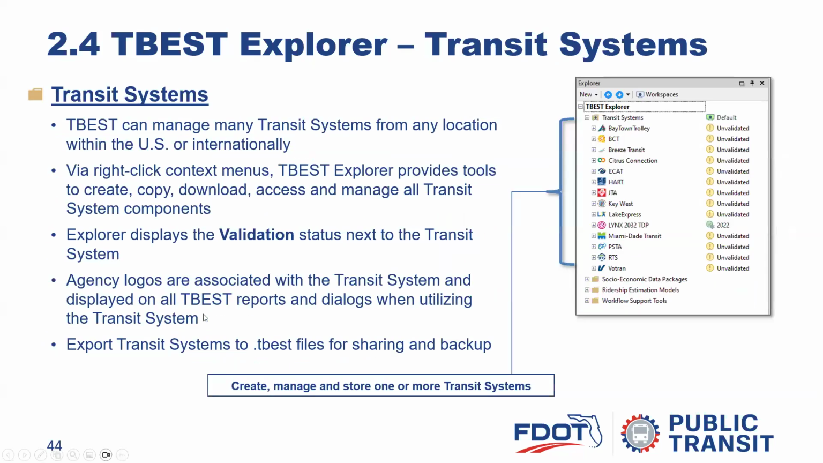Okay, so let's talk about transit systems. I mentioned in the previous slide that you can have as many as you want. In our right-hand panel here, we have an Explorer window with our transit systems folder open, and we have up to, in this case, probably 10 different transit systems. Most of those are within Florida that you can have locally on your machine and access their information, utilize them, and edit them. It can be anywhere in the US, and it can be international as well.